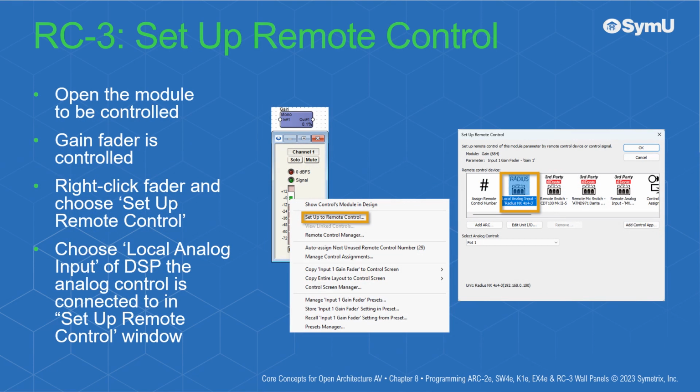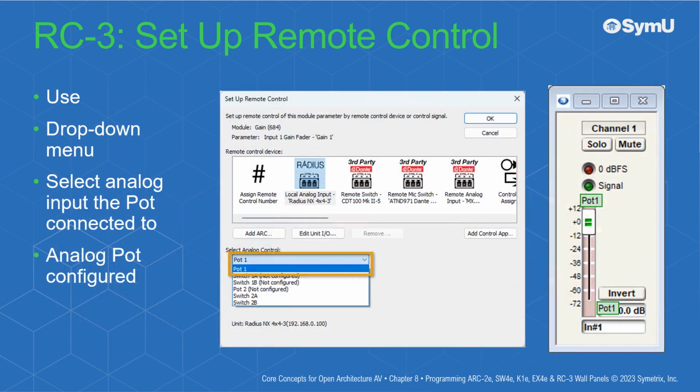Next, open the module to be controlled. For this example, a gain fader is controlled with the analog pot. Right-click the fader and choose Set up Remote Control. Choose the local analog input of the DSP the analog control is connected to in the Set up Remote Control window. Then use the drop-down menu to select the analog input the pot is connected to. The analog pot has now been configured.